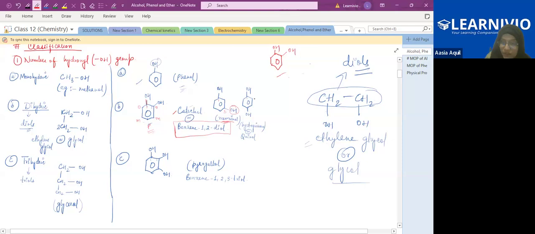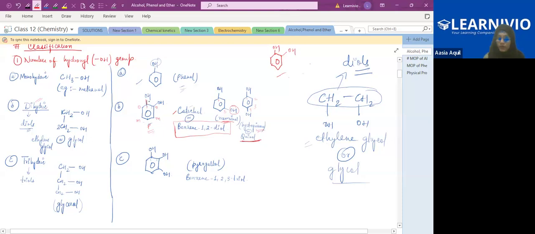Now what about benzene 1,4 diol? This is the first position, second, third, and fourth. If hydroxyl groups are present on one and four, we call it hydroquinone, or simply quinol. And what will be its IUPAC name? Benzene 1,4 diol. So all these examples are included in the dihydric system, which is diol, when two hydroxyl groups are attached on the benzene ring or any aliphatic system. Clear? Just remember these names.